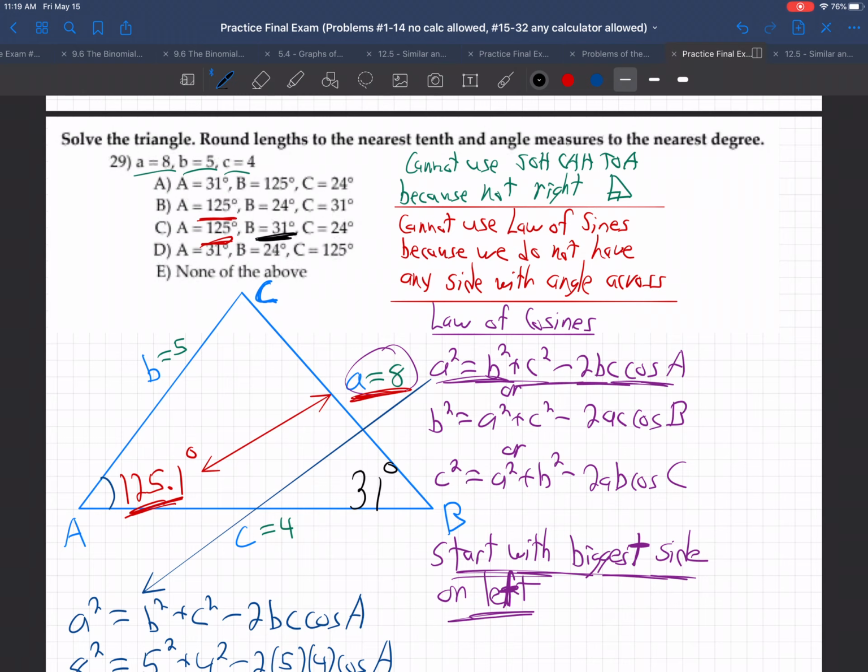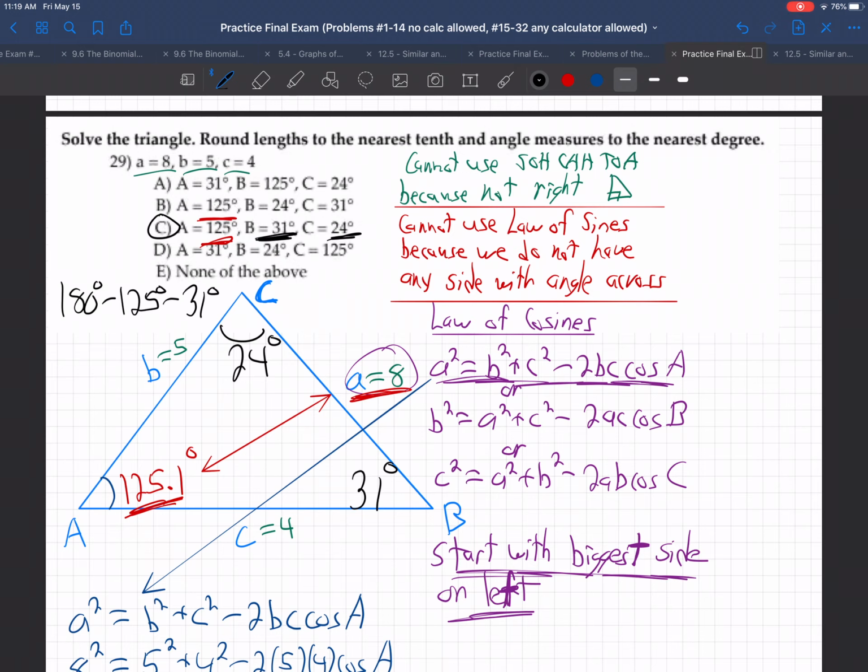How do we find the third angle, C? Well, that's easy. I'm just going to subtract from 180. I'm not going to do any fancy law of sines or cosines. Just going to take 180 minus 125 minus 31 on my calculator, and I'm getting 24 degrees. Sure enough, answer C. There we go. We found all three angles.